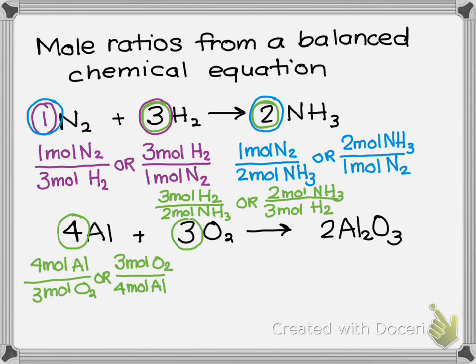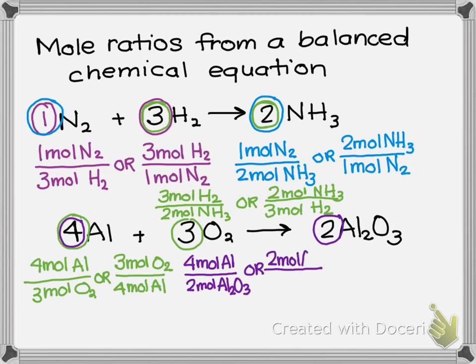So I could also compare then aluminum here, which is a 4, to the product, aluminum oxide. So in that case, I'd still have a 4. The 4 will always be in front of aluminum. And then now I have a 2 in front of the aluminum oxide, so I write a 2. Or, remember, you could have it flipped, and put the 4 on the bottom.